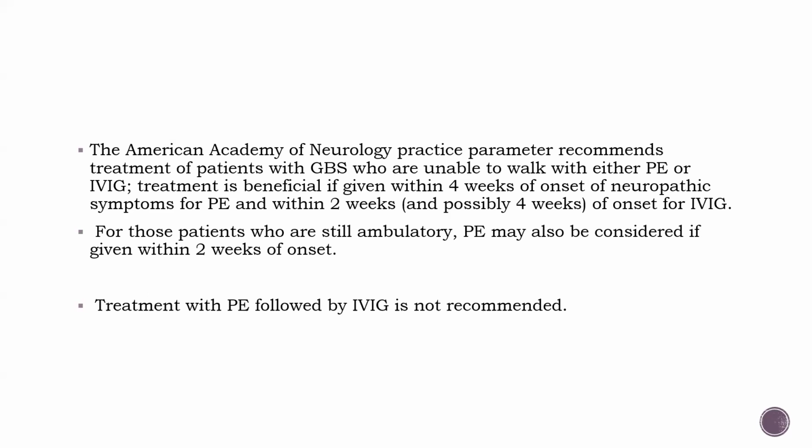The American Academy of Neurology practice parameter recommended treatment of patients with GBS who are unable to walk with either PE or IVIG. Treatment is beneficial if given within 4 weeks of onset of neuropathic symptoms for plasma exchange or within 2 weeks of onset for IVIG. For those patients who are still ambulatory, plasma exchange may also be considered if given within 2 weeks of onset. Treatment with plasma exchange followed by IVIG is not recommended.